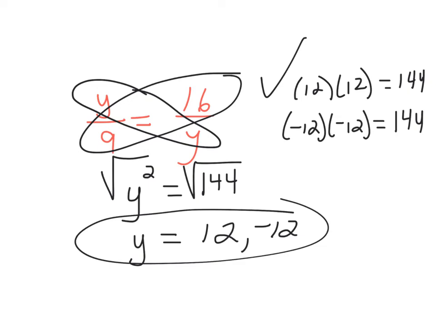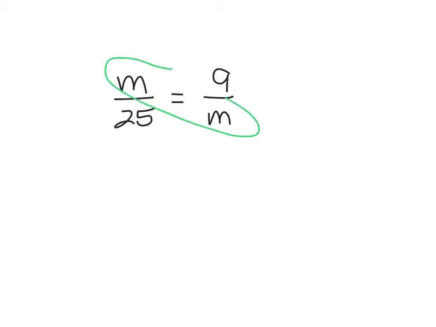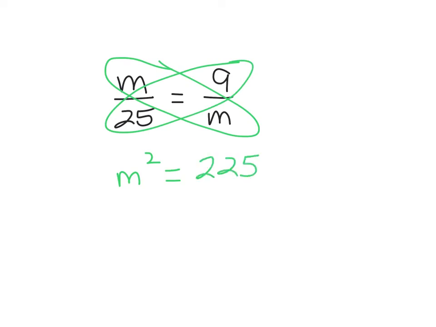All right, let's do one more problem. Let's say that we have m over 25 equals 9 over m. Again, we're going to cross multiply. M times m gives us m squared. If we have 9 times 25, think of 9 quarters in your pocket. That would be $2.25, just removing the decimals. But again, just grab your calculator.